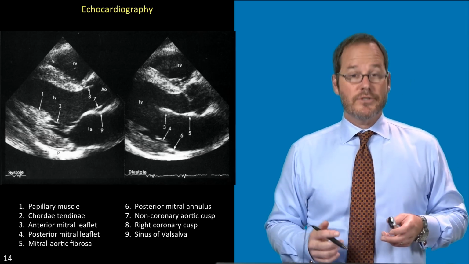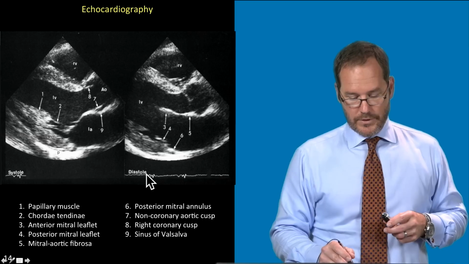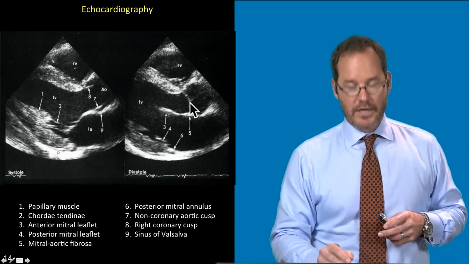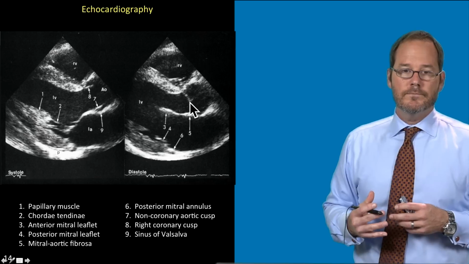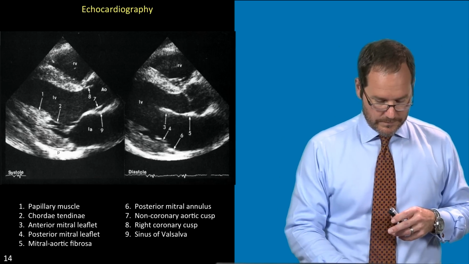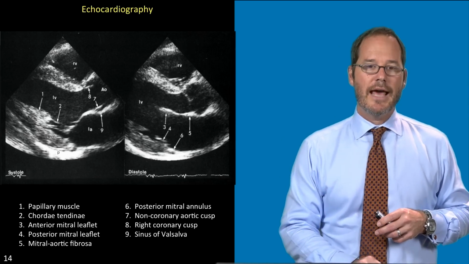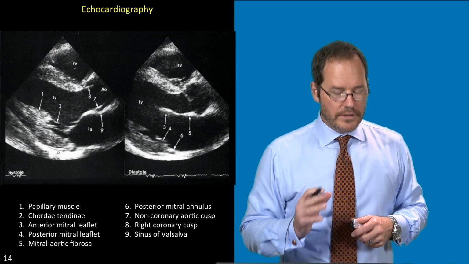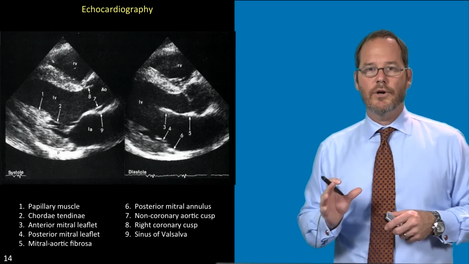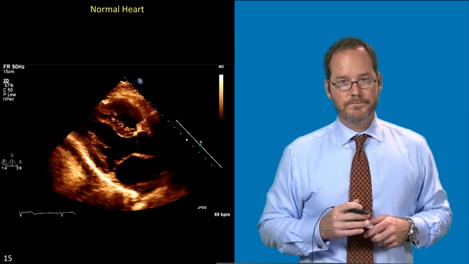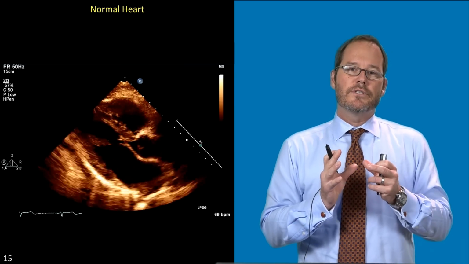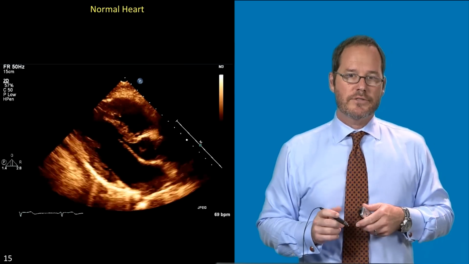Whereas during diastole, in this picture, you can see that the mitral valve is now opened and the aortic valve is now closed. More detailed information about the anatomy is enumerated below these pictures. So let's look at a normal echocardiogram in real time. So you can see the heart contracting during systole and relaxing during diastole.